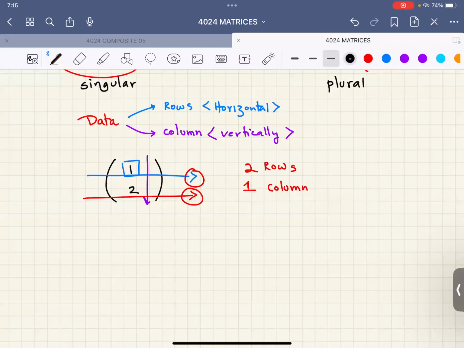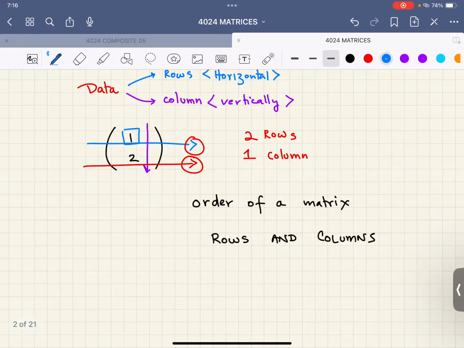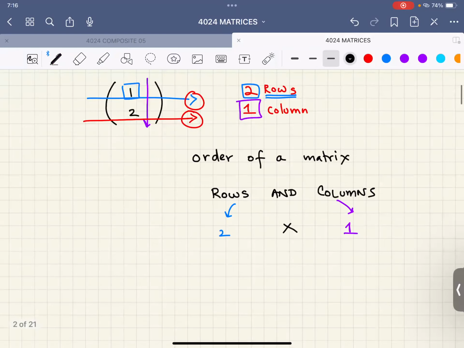So we first write down the order of a matrix. So the order of a matrix is how many rows and how many columns are there. So since in this case, there are two rows, I'm writing rows in blue color. So there are two rows and there is one column. I'm writing column in purple color. So I'm writing it like this. And instead of 'and', I'm writing a multiplication sign. So this is a 2 by 1 matrix.